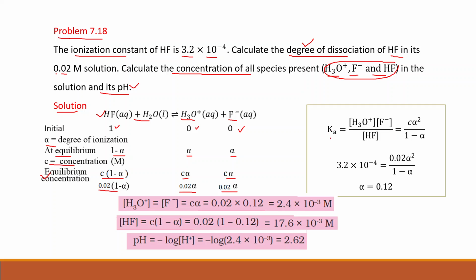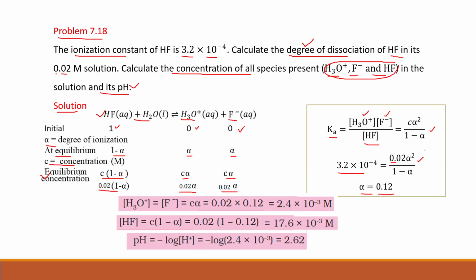Now write Ka. Ka is equal to concentration of H3O plus multiplied by F minus divided by concentration of HF, and this is equal to C alpha square divided by 1 minus alpha. Now Ka is 3.2 into 10 to the power minus 4. This is given. C is also given, 0.02, and we have to calculate alpha. So alpha is equal to 0.12.